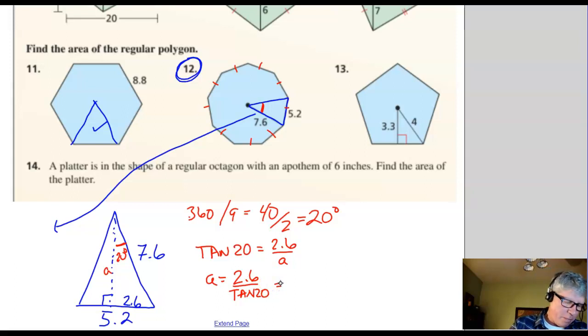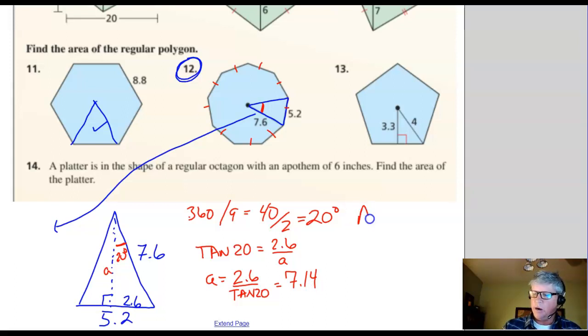I'm just going to put all that stuff in my calculator right now. 2.6 divided by the tangent of 20. And I'll just check, make sure I am in degree mode. Because if you're not, life is not so much fun. I got 7.14. So that is the height of that triangle.